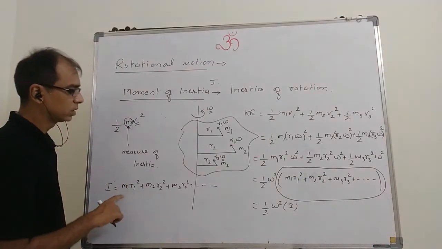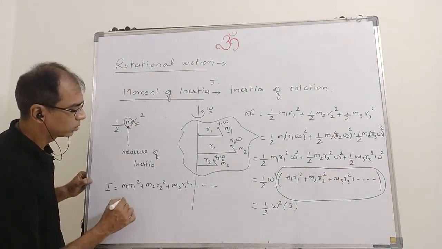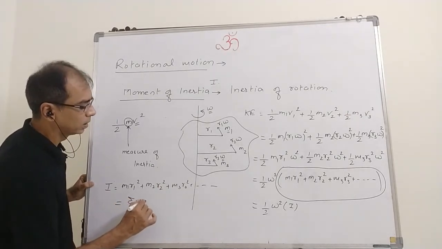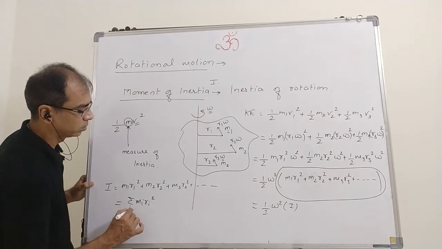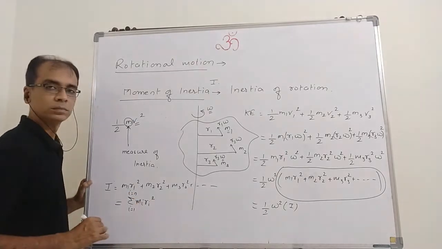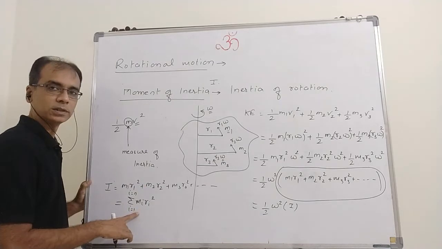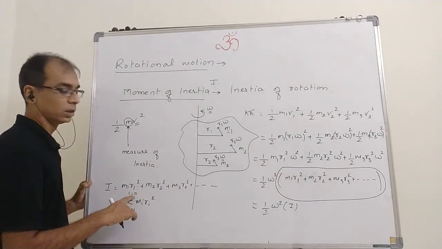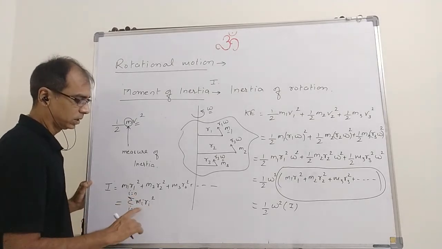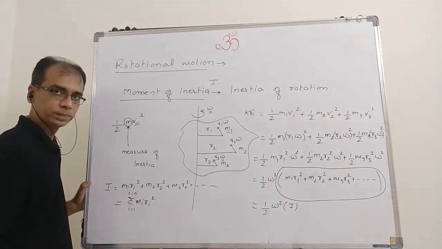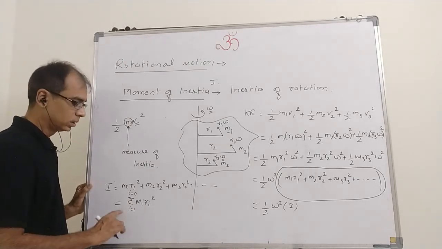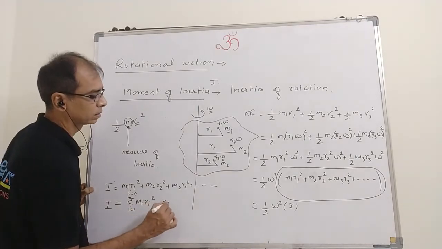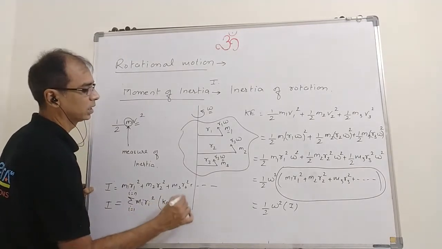What is the unit of this? You can see that I can write this in one formula. Total is sigma, sigma means addition, of mi ri squared, where i is equal to 1 to i equal to n. Here how many particles are there? 3 here. So i equal to 1 to i equal to 3. So what do you write? m1 r1 square plus m2 r2 square plus m3 r3 square. Right? This is moment of inertia. What is its unit? Kg meter square.